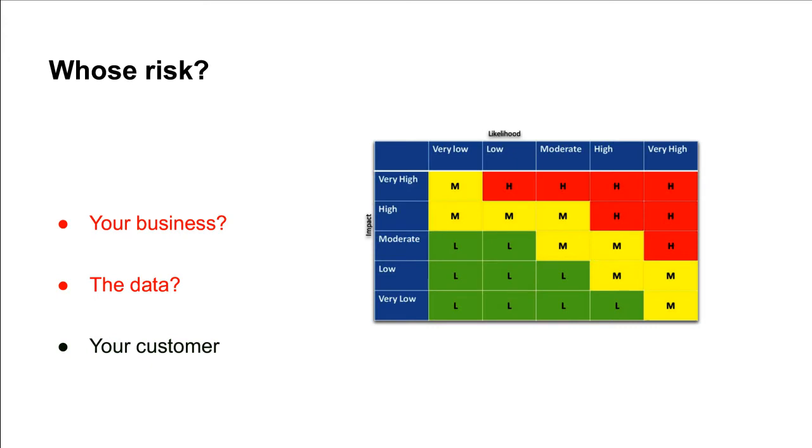Now earlier we discussed the concept of risk and how it was measured. And in most businesses, when they've been thinking in terms of risk, they've been thinking in terms of risk to the business, or risk to the data. But actually privacy by design turns all that on its head, because actually the risk we're interested in the most is the risk to the customer whose information it is that we're storing.